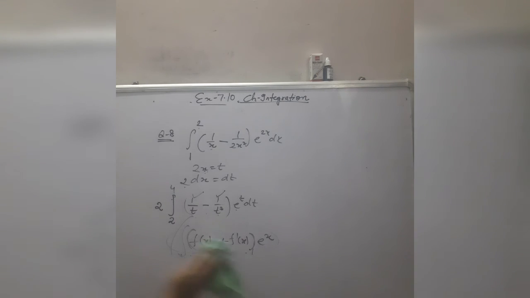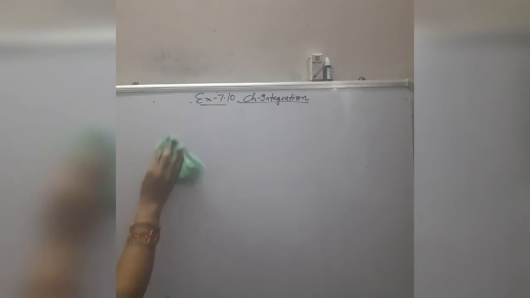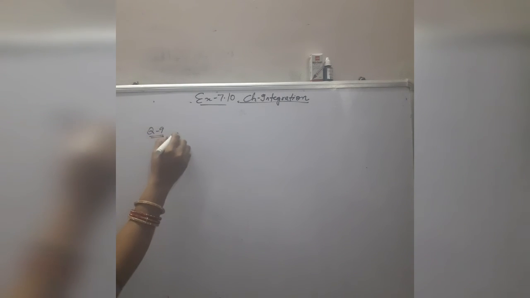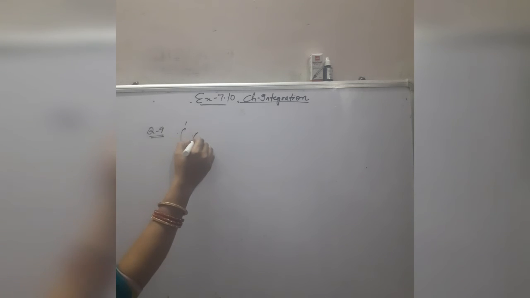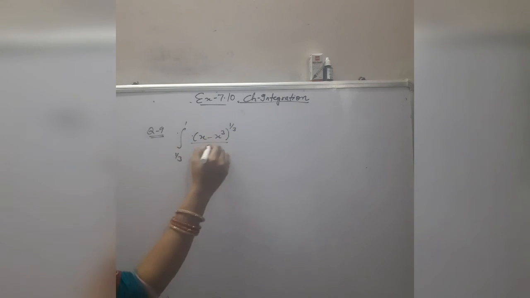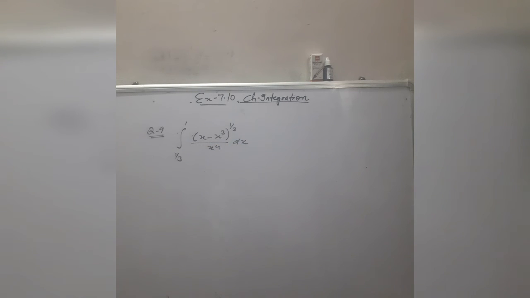Next see question number 9 and 10. These two are MCQ questions. In the MCQs, firstly question number 9. Limits from 1 by 3 to 1. The function is (x minus x cube) whole raised to power 1 by 3 divided by x raised to power 4. Now see how you will find the integration of this function.